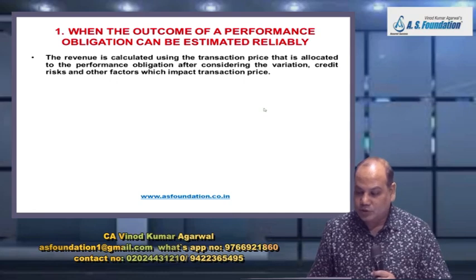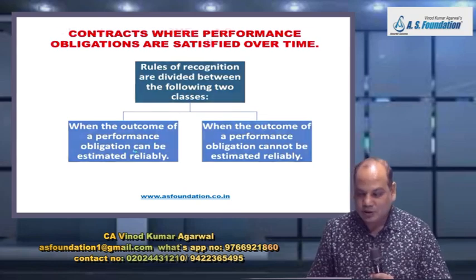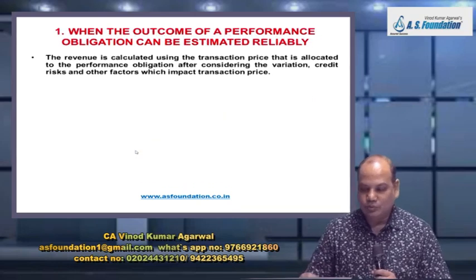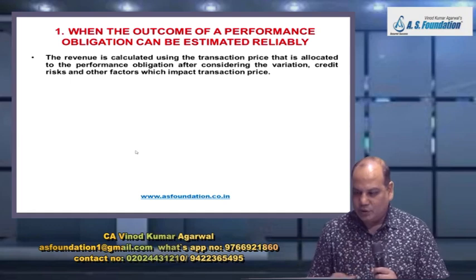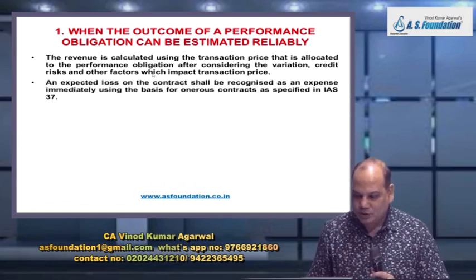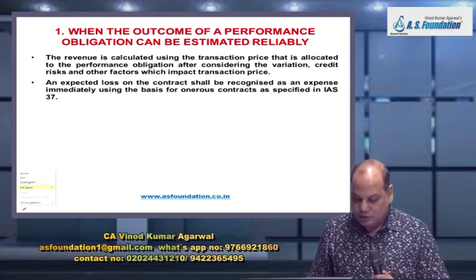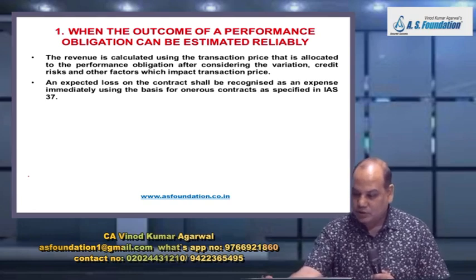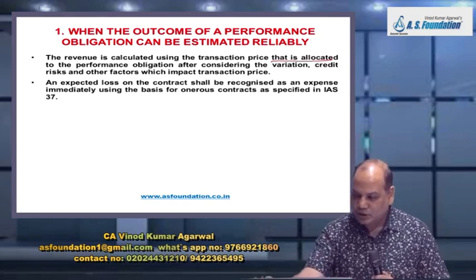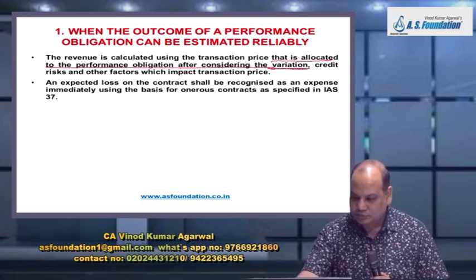But if you can demonstrate we are here, outcome can be estimated reliably, then you are allowed to recognize revenue, okay, on the basis of percentage of completion. So the revenue is calculated using the transaction price. So estimate the transaction price. What will be transaction price equal to? Transaction price will be equal to whatever you have agreed plus any variation also.